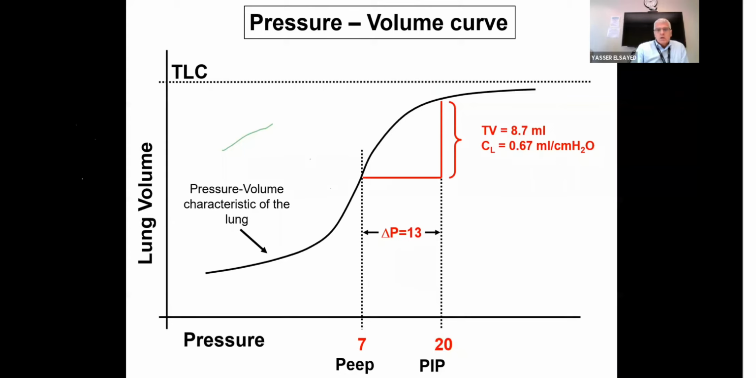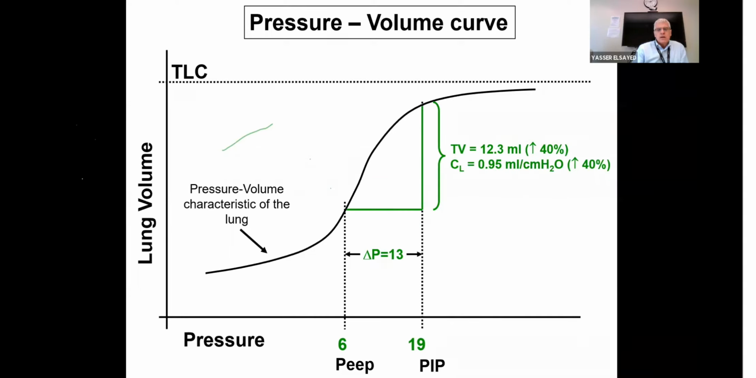that compliance curve. So just by decreasing the PEEP to 6, look at what will happen. You want to maintain the same delta P. So you go down to 6 on the PEEP, and you go down to 19 on the PIP to maintain that delta P of 13. Now, just by doing that, you will see that your tidal volume has increased 40% because your compliance has moved to the steeper part of the curve, and the compliance is now up to 0.95. So the compliance has increased 40%. And that allows you to increase your tidal volume by 40% just by decreasing the PEEP by 1, just moving that ventilation to a steeper part of the compliance curve.